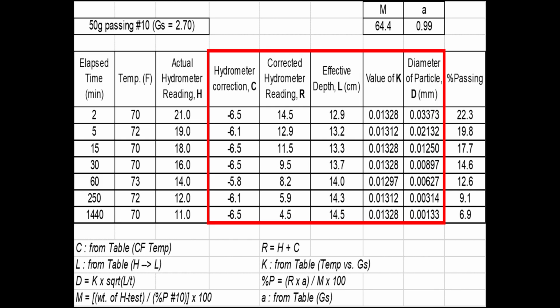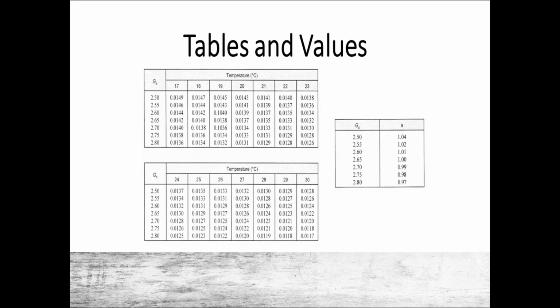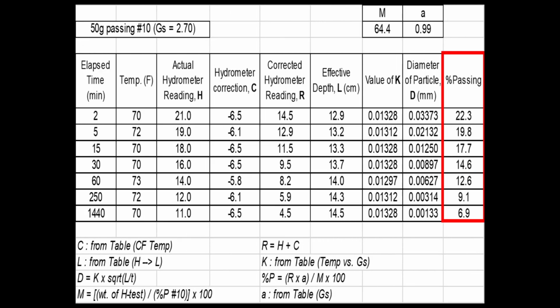The final calculated data point is the percent passing, which is R times the A factor from the specific gravity versus A table, divided by the M coefficient, which is the weight of the hydrometer test, over the percent passing the number 10 sieve, times 100, which in our case was 64.4. With percent passing calculated, you should be able to complete the final soil gradation curve by combining the new data with last week's sieve analysis gradation data.